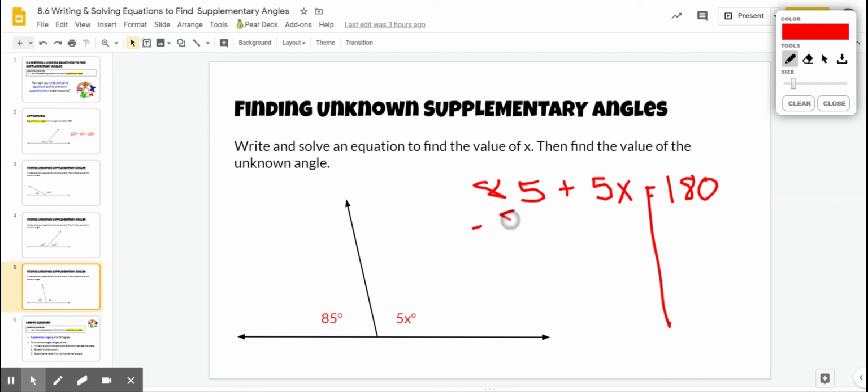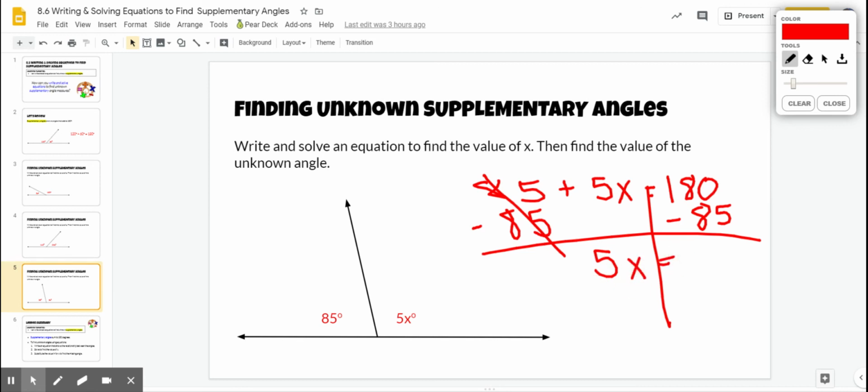So you should have subtracted 85 from both sides. These cancel, left with 5x here. You grabbed your calculator. 180 minus 85 leaves you with 95. Then our last step was to divide by 5. The 5's cancel. x is equal to 19.